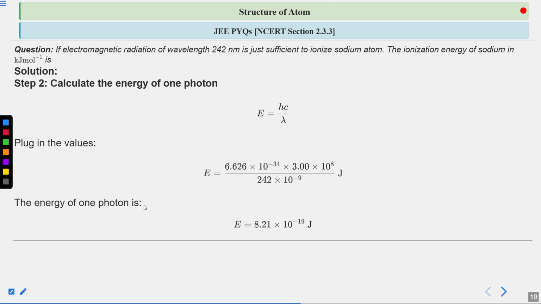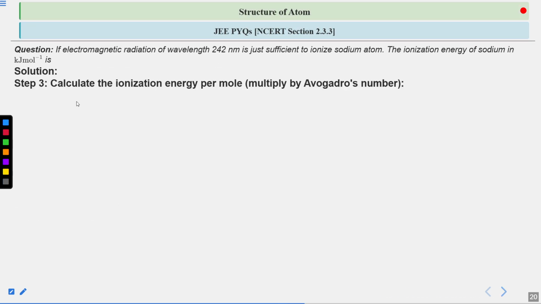Now this is the energy of one photon. You have to tell the ionization energy of sodium. So step 3 includes the calculation of ionization energy per mole by multiplying by Avogadro's number, Na. So ionization energy per mole is given by the energy of one photon multiplied by the total number of atoms present, that is Avogadro number, 6.022 times 10 to the power 23. So total number of atoms present in 1 mole.